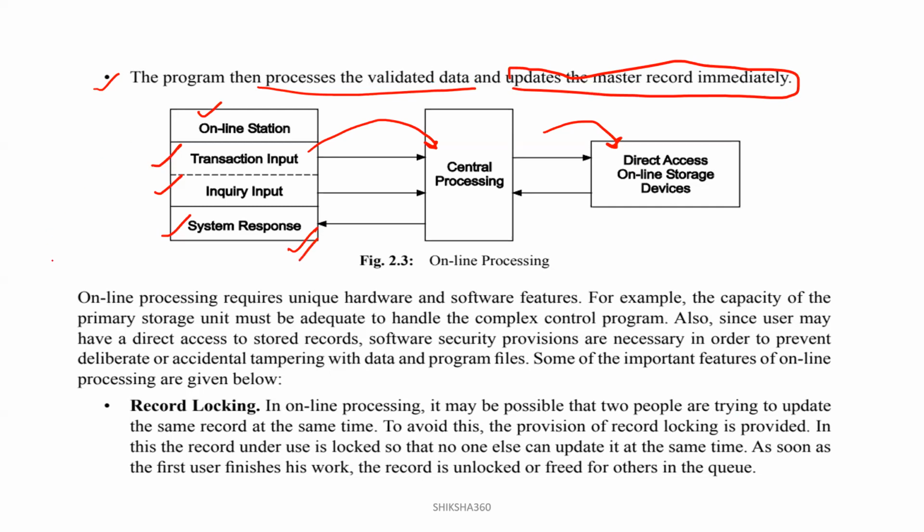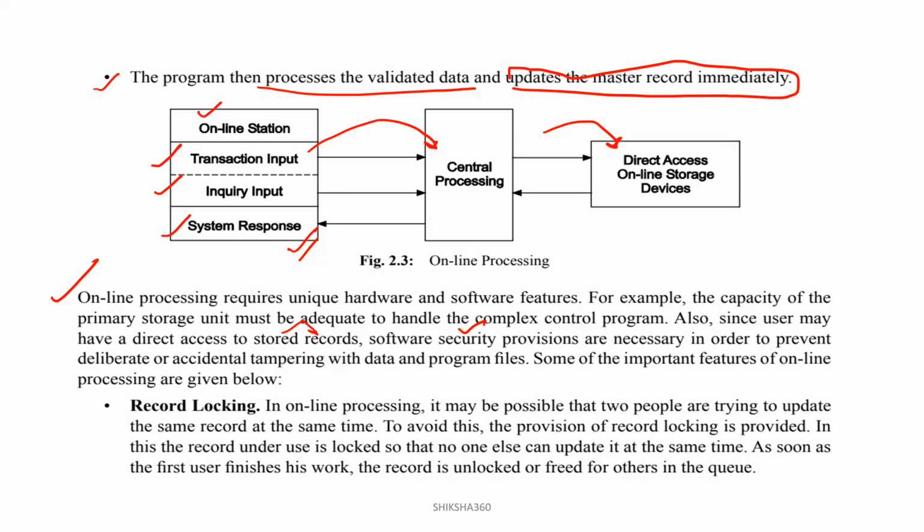Now try to understand that online processing requires unique hardware and software features. For example, the capacity of the primary storage unit must be adequate to handle the complex control program. Also, since users may have direct access to the stored records, software security provisions are necessary in order to prevent deliberate or accidental tampering with the data and program files.